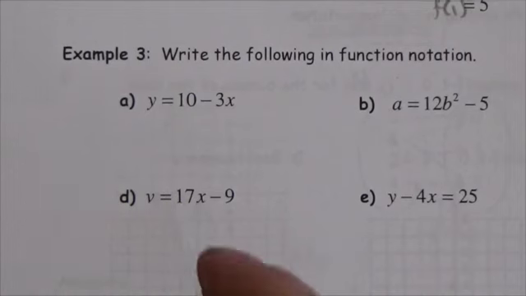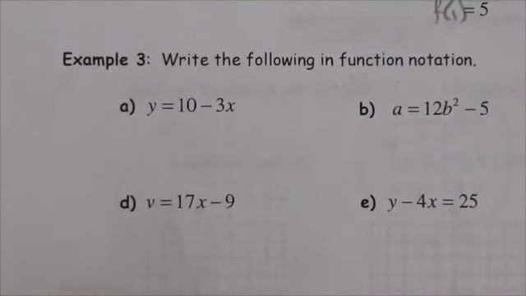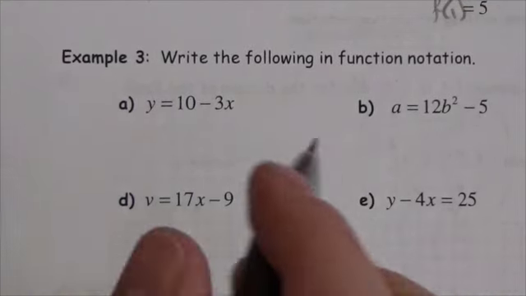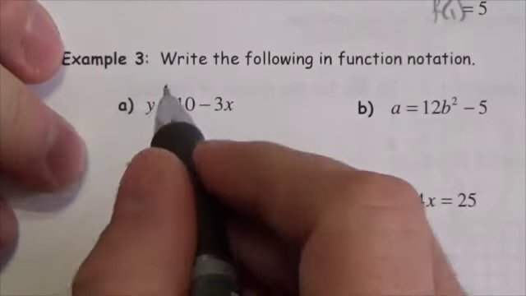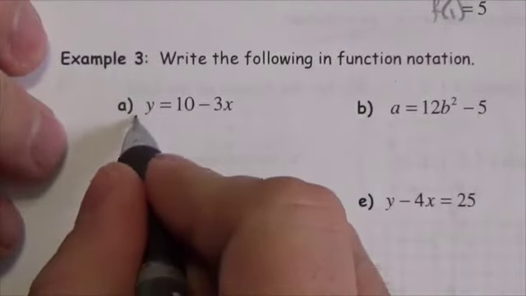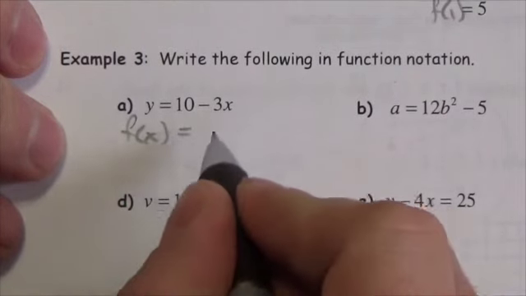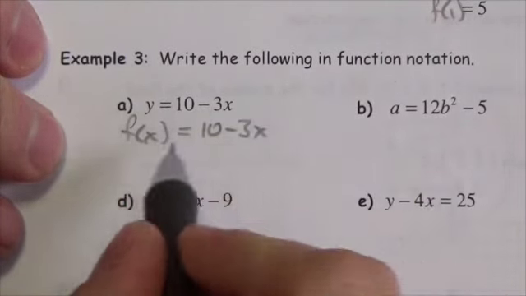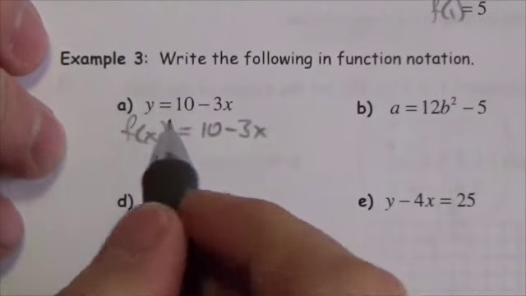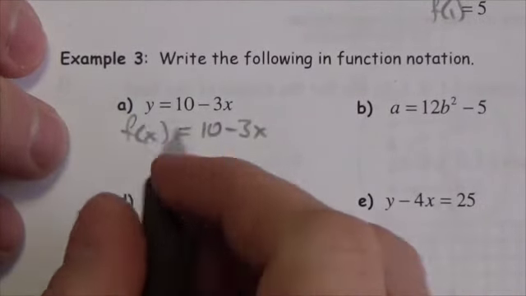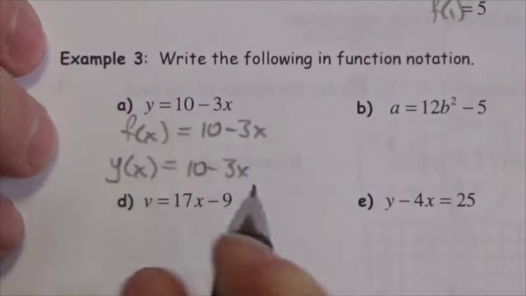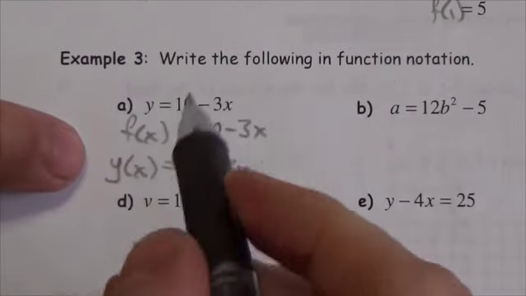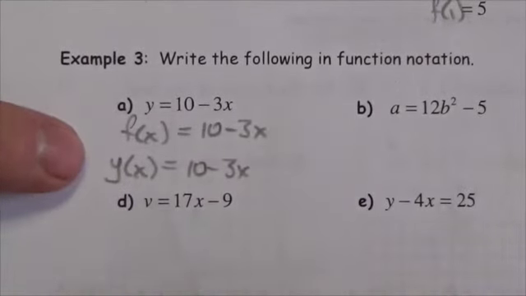All right, so in this example, we're just going to write the following in function notation. I want you to see how easy this can be. To write this in function notation, we are simply going to replace y with some function. For example, it could be f of x equals 10 minus 3x. But it could very easily be something like this. We could leave it as y and write it as y of x equals 3x. In this case, we're using the variable y to represent the rule and the relation.